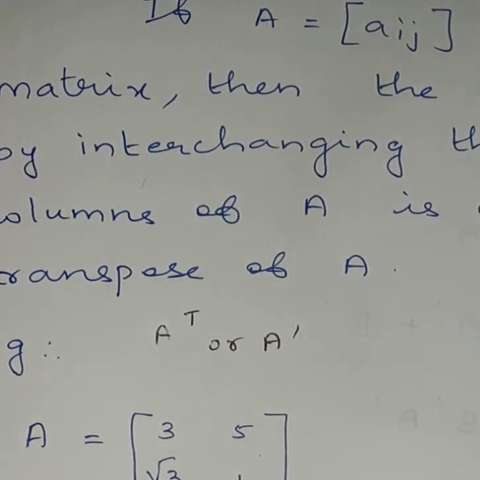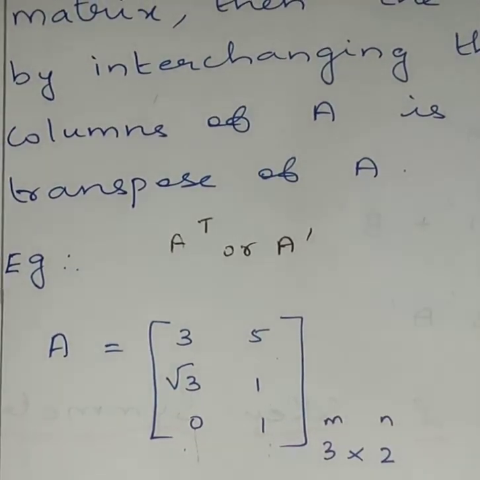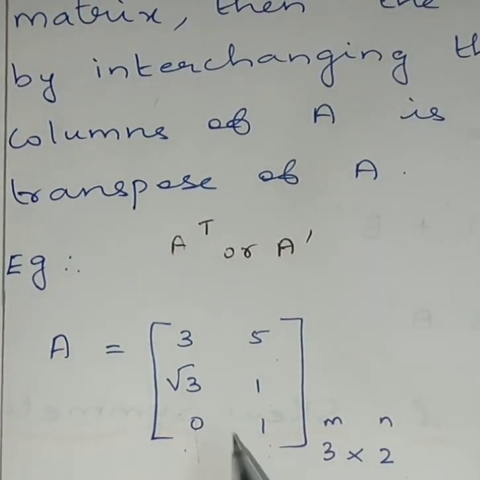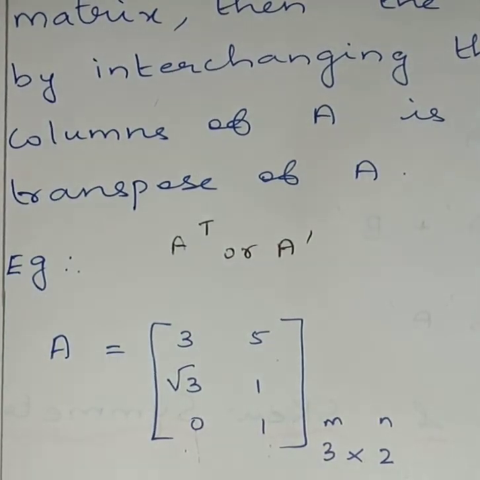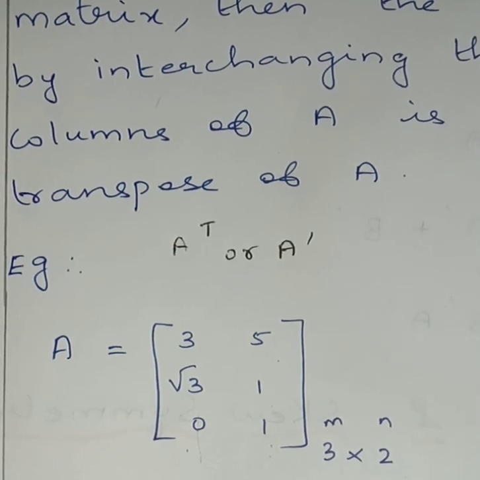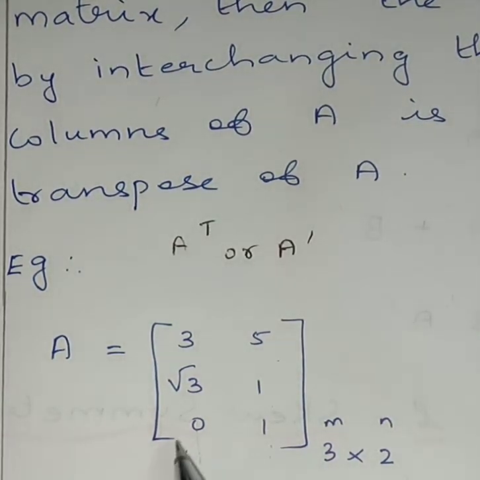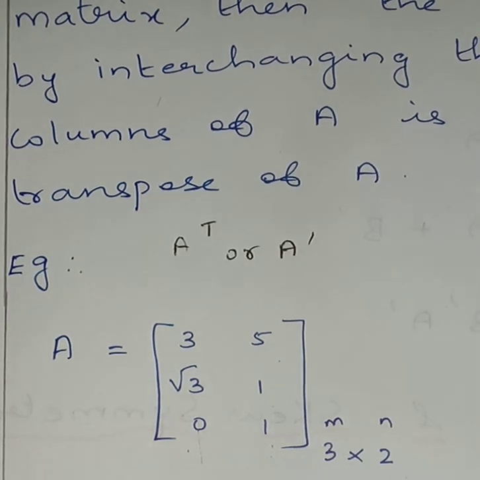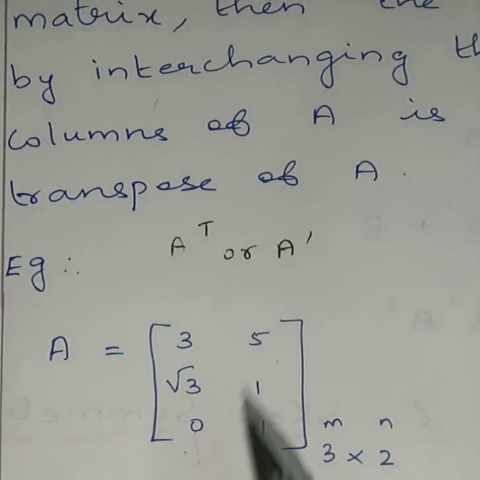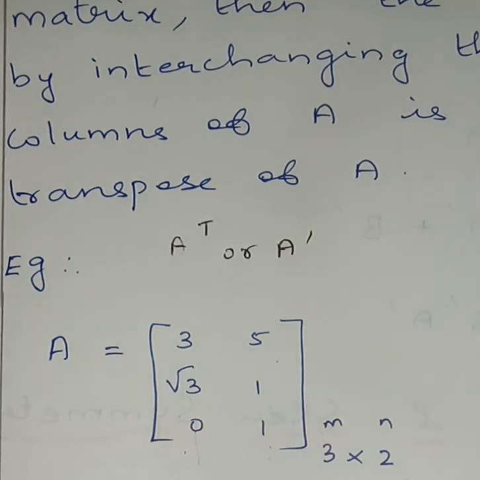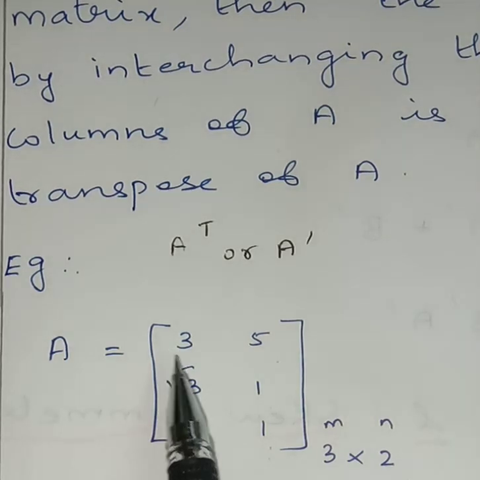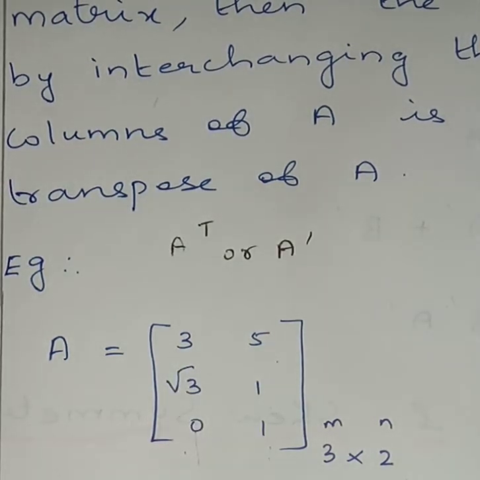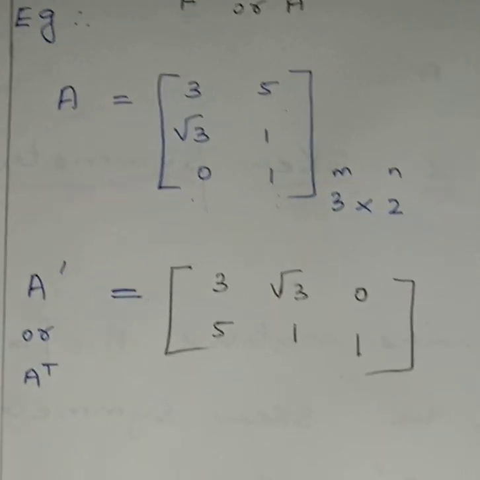So how to find the transpose of this? We are going to just write the first row as first column. So 3 5. Second row as second column, root 3 1. Third row as third column. So what we did here, we changed the rows as columns. So this is called the transpose of a matrix. So we're going to change the first row as first column, second row as second column, third row as third column.